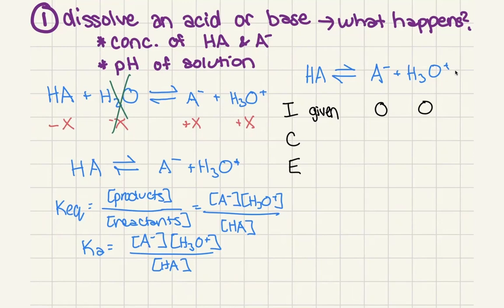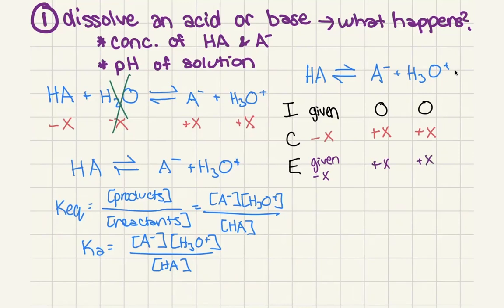Now what's going to happen is you're going to have some sort of change to your system. In this case, we're going to have X amount deprotonate, which is going to leave us with that same amount of the conjugate base and that amount of the proton, of the hydronium. So these are going to be positive. We're gaining these, and we're losing that amount of the acid. And so now at equilibrium, we're going to be left with the given acid concentration minus X, and this is going to be plus X and plus X.